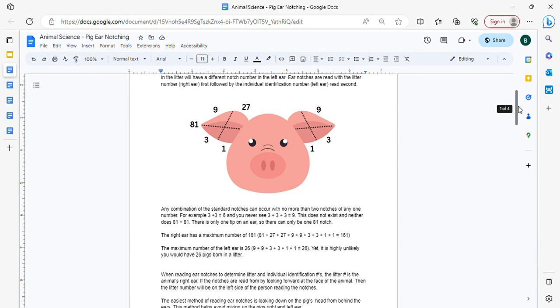So that's on the right ear. On the left ear, if you had 2 notches in each quadrant, the 1, 3, and the 9, then that's going to add up to 26.